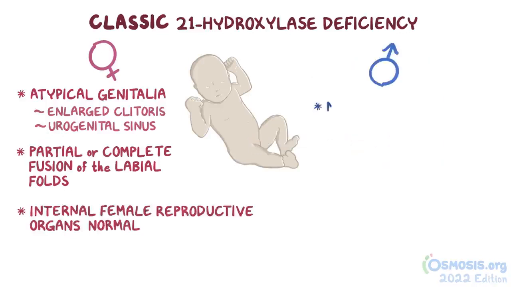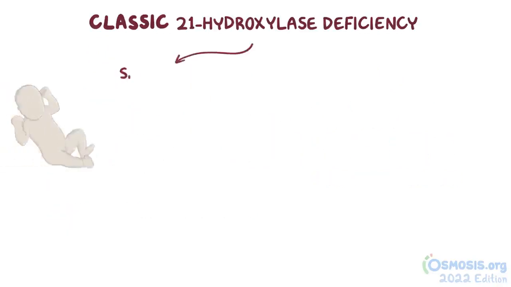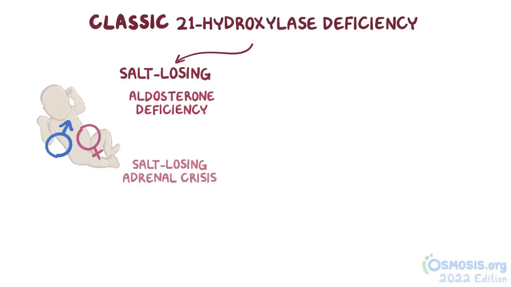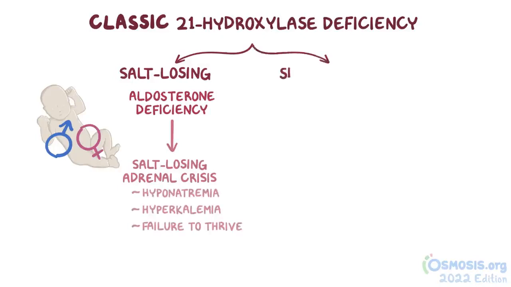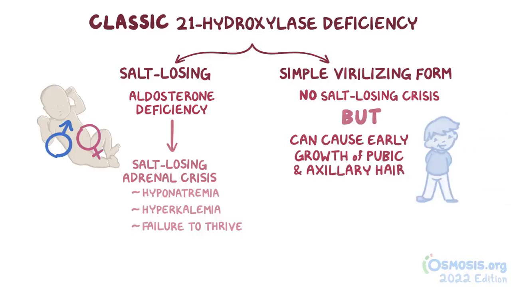Male infants usually have normal male external genitalia, but may have subtle findings such as hyperpigmentation of the scrotum or an enlarged phallus. With a salt-losing form, both male and female neonates can have a salt-losing adrenal crisis because of the aldosterone deficiency. This crisis is associated with hyponatremia, hyperkalemia, and a general failure to thrive. The simple virilizing form, on the other hand, does not lead to a salt-losing crisis, but can cause additional symptoms in male toddlers like early growth of pubic and axillary hair.